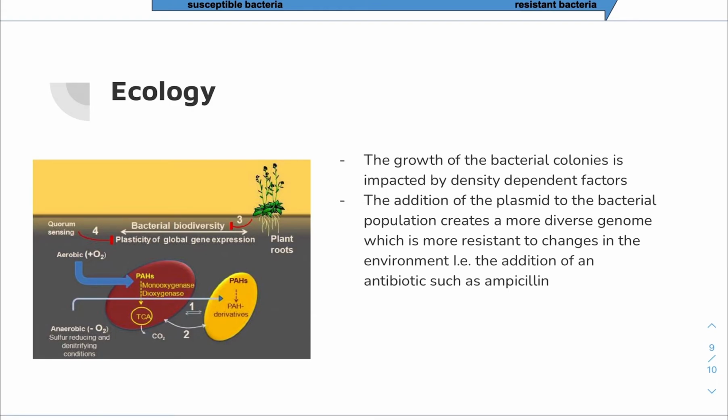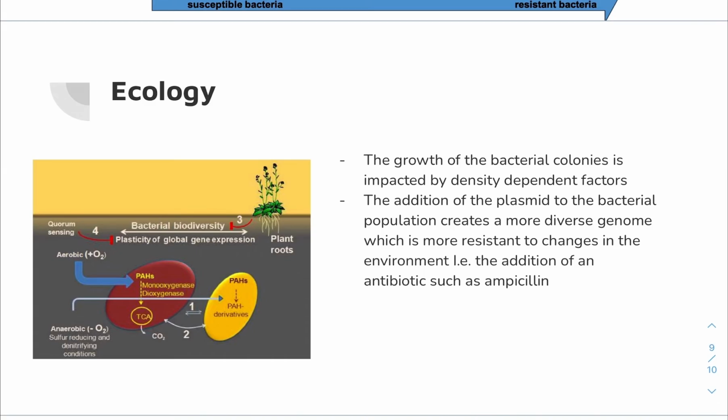Now, the addition of the plasmid to the bacterial population creates a more diverse genome as well. Diversity is a big part of ecology. Diversity is what stabilizes populations in an environment. And through the addition of our plasmid, we essentially created a more diverse population.